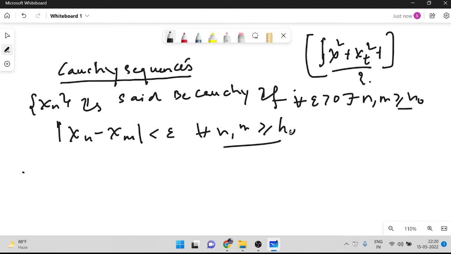See, you can't say, okay, why do we need this concept? Say xn converges to some value x.